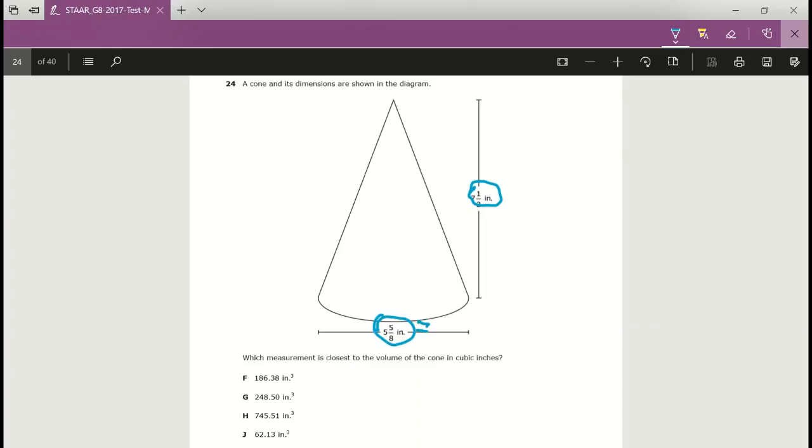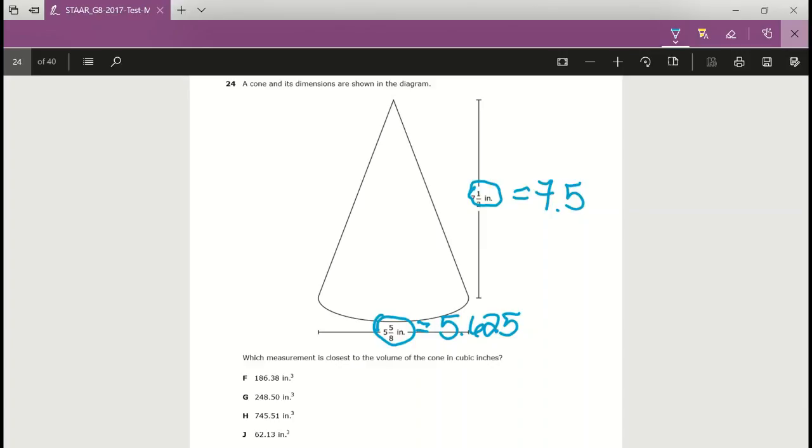So convert this 5 and 5/8. We do 5 plus 5 divided by 8 on our calculator. Press Control and Enter, and that gives us 5.625. Alright, up here we have 7 1/2, so again, on our calculator we press 7 plus 1 divided by 2, and then we press Control Enter, and we get 7.5.